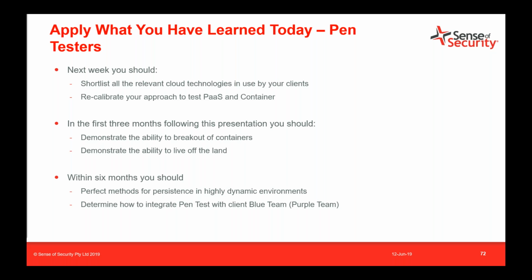Within 6 months, you should have been able to perfect a method to maintain persistence in a highly dynamic environment, and also work out how to work with your clients in a more collaborative approach. Blending red team pen tests with blue team pen tests produces what we call the purple team assignment. This is quite an advanced technical undertaking where you're operating with your client both on the attacking and the defensive side to work out if they've actually got the techniques and capabilities to defend and attack in real time.